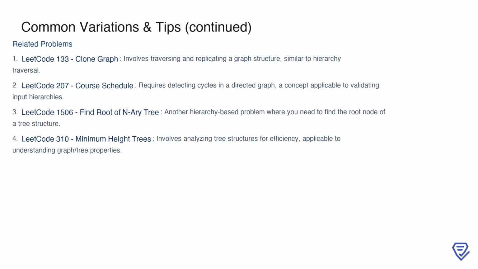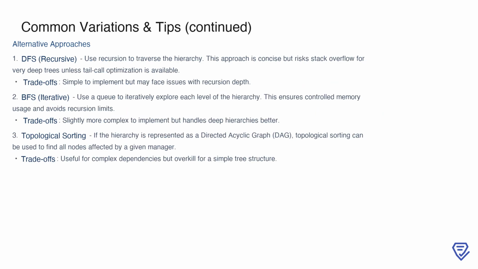Lastly, LeetCode 310, Minimum Height Trees, emphasizes efficient analysis of tree properties, which shares conceptual overlap with understanding and traversing hierarchical data. Exploring these problems can give you a broader perspective and help you recognize patterns across different scenarios. There are also alternative approaches you can consider for solving this problem, each with its own trade-offs.